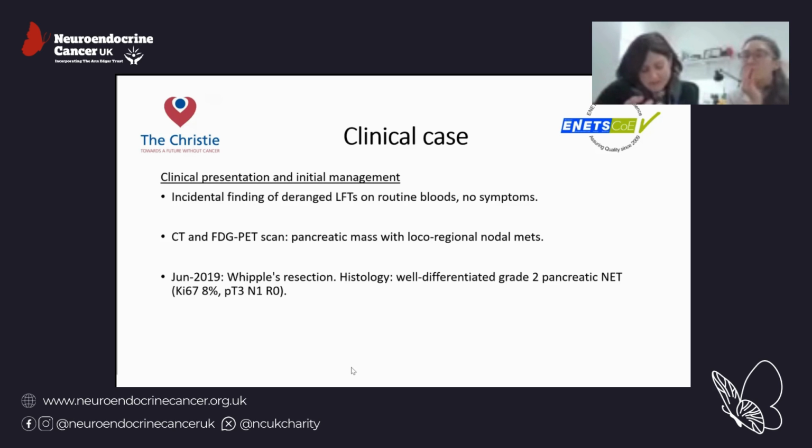So when we're after an operation, you're looking at the staging of the cancer. T stands for tumour, N stands for nodal involvement, and M stands for if there's any metastatic disease. So a T1 is if the tumour is less than 2 centimetres. A T2 is if the tumour is 2 to 4 centimetres. T3 is when the pancreatic lesion is more than 4 centimetres, but it's confined to just the pancreas. A T4 is when the tumour grows outside the pancreas. So the N1, so the nodes involved, is when there's 1 to 3 lymph nodes involved.